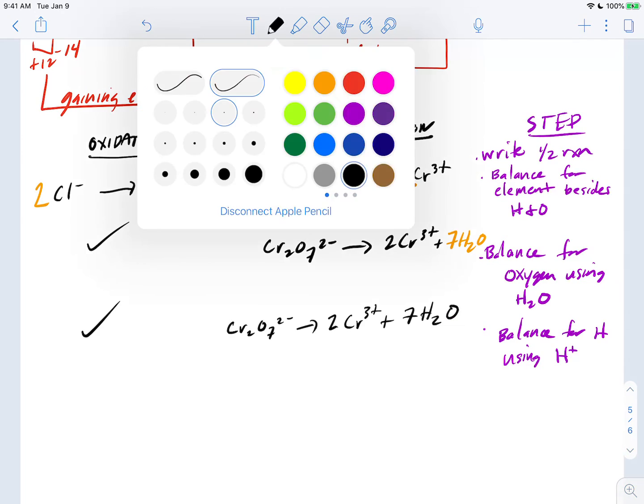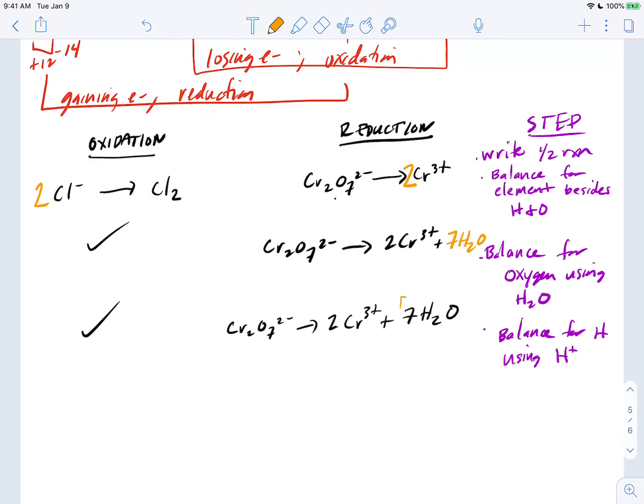So on this side of the reaction, we have 14 H's. So then we're going to have to add 14 H pluses to the reactant side, so we're balanced for hydrogen. It's okay that one's hydrogen and one's H plus. We'll figure that out in a sec. Okay, so now we should be balanced for mass. We should have the same number of elements on the left and right-hand side of both half reactions. Don't worry, we'll combine these in a sec.